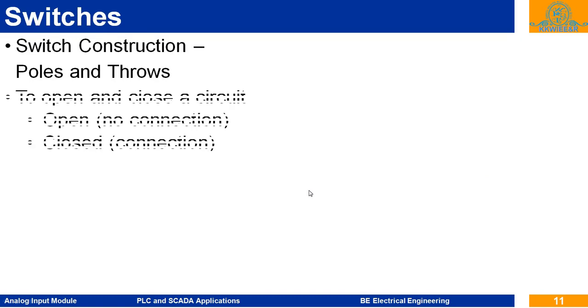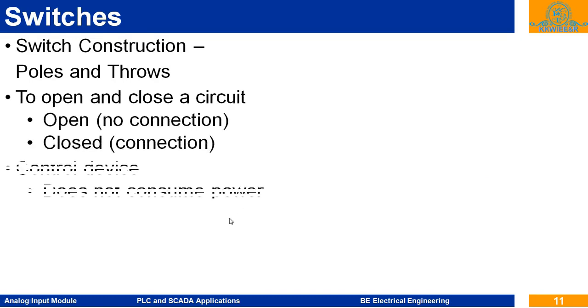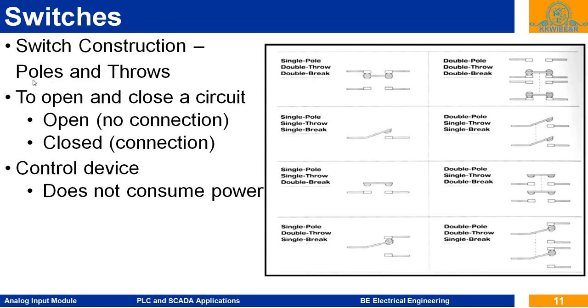Now we'll see the construction of a switch. In the switch, there are poles and throws. These fixed contacts are called poles. And the throw is the center position contact, this slanted line, is called a throw.